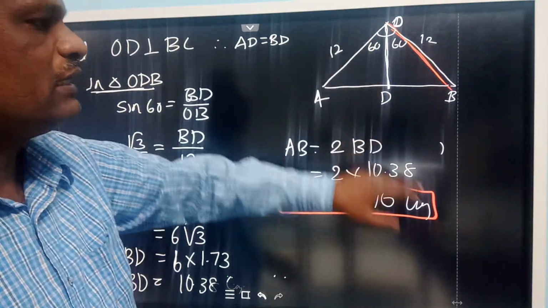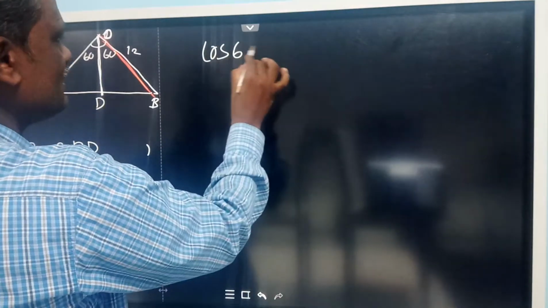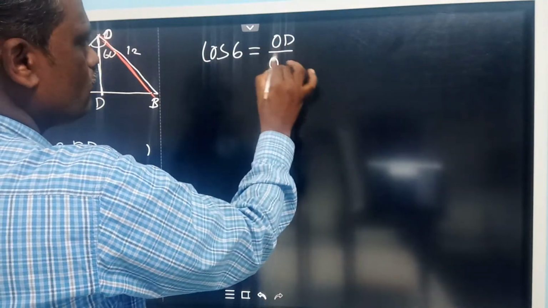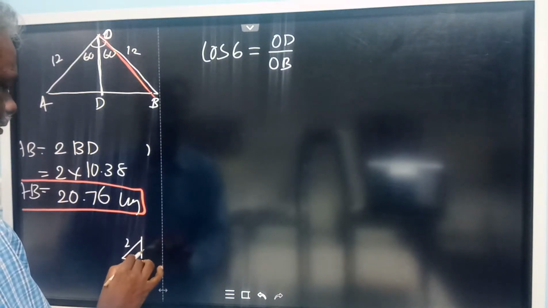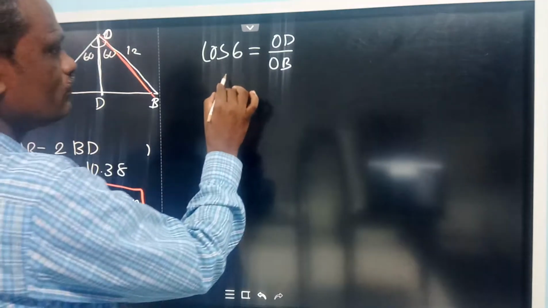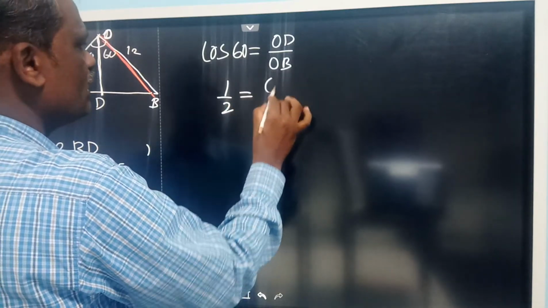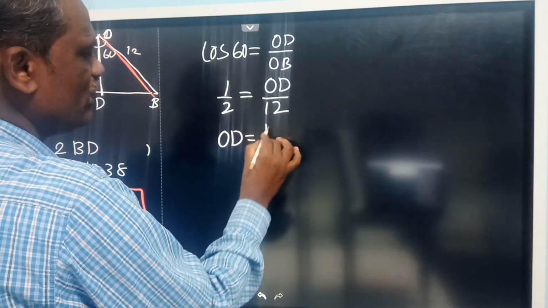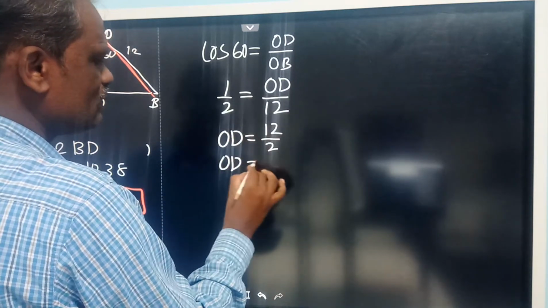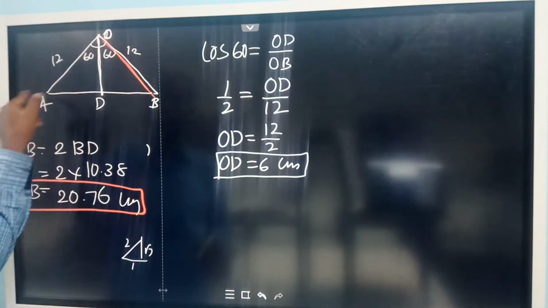To get the OD, you have to use cos 60 degrees. So cos 60 degrees is equal to OD by OB. What is cos 60? Cos 60 here is 1 by 2. OD we have to calculate. OB length is 12. So OD is equal to 12 by 2. So OD is equal to 6 centimeters. So you got this OD and AB.